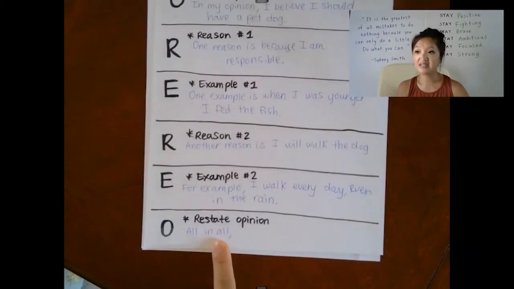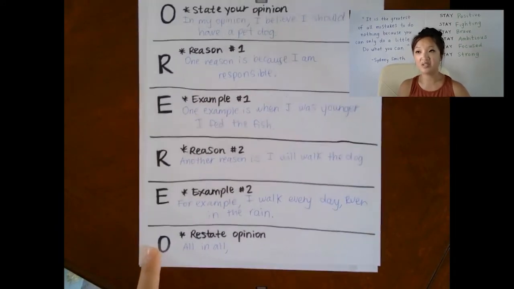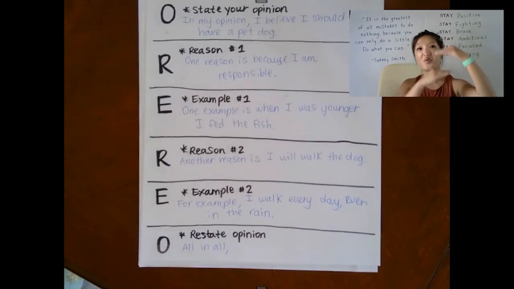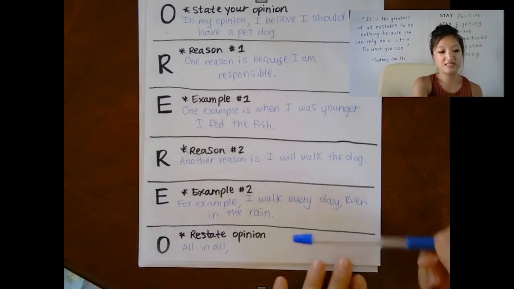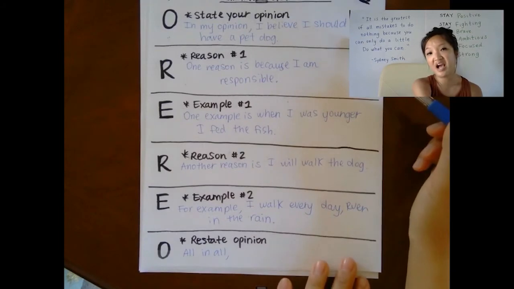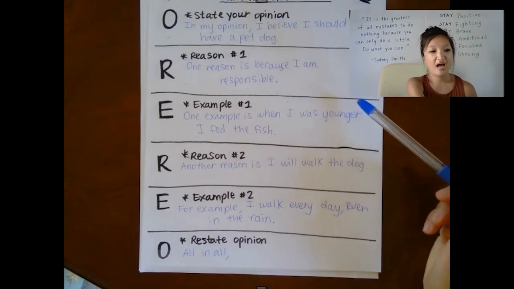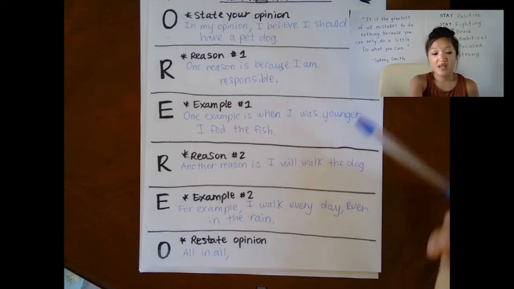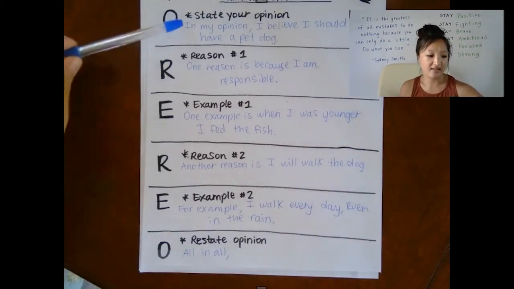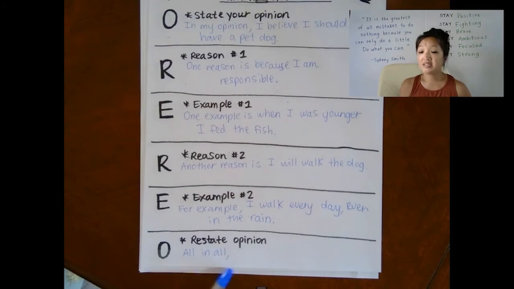So down here, it says restate opinion. That's your last O, the last part of the Oreo cookie. One thing I like to tell my students is I don't want to just copy what I already have up here. That makes it boring. I want people to be able to read this and be excited to read it. So I don't want to just copy exactly. One great concluding statement, "all in all," tells your readers or listeners that you're all done talking.